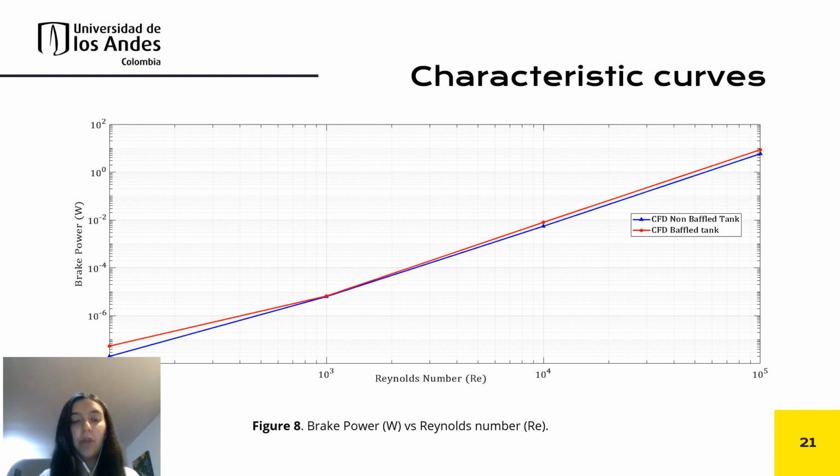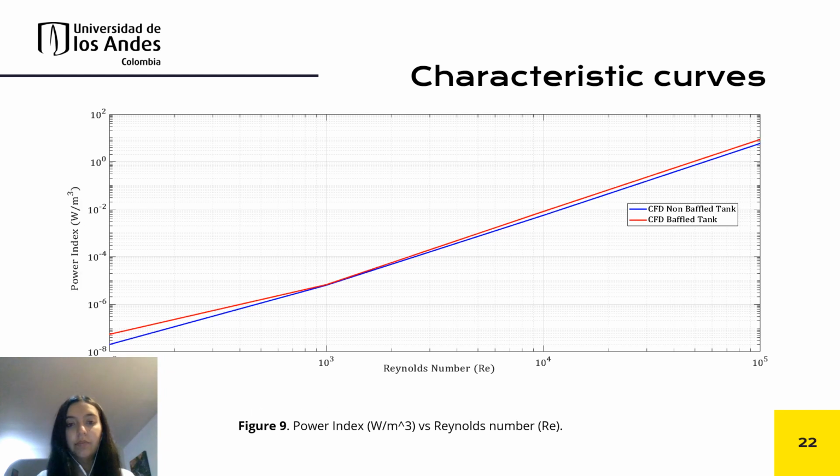Reynolds versus the brake power curve for the flat-bladed turbine is shown in figure 8. In the transient regime, a higher pumping number is obtained for the tank with baffles, while in the turbulent regime, the pumping number is higher for the tank without baffles. The Reynolds versus the power index curve for the flat-bladed turbine is shown in figure 9.